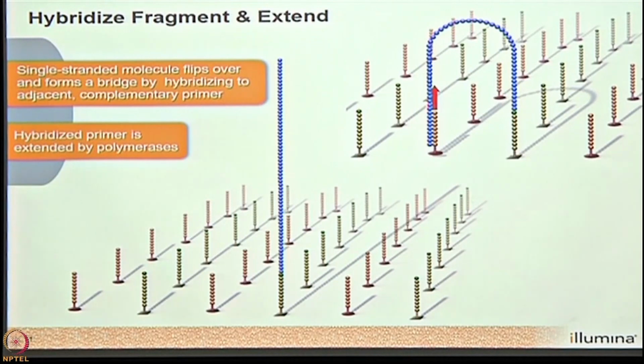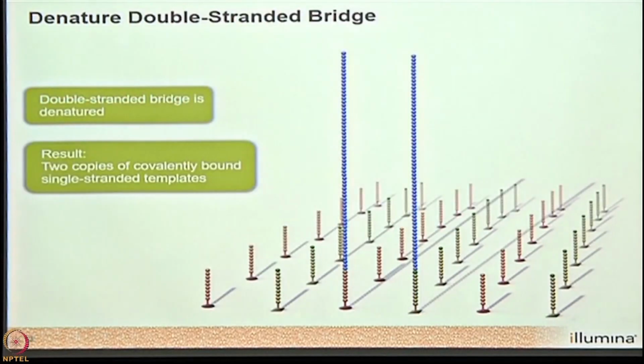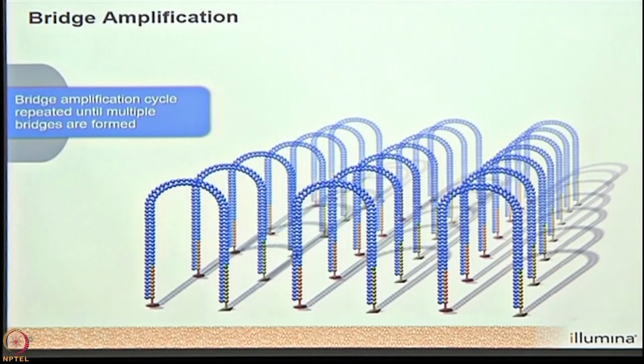Again we add DNA polymerase, and you will see a bridge kind of structure. Then again we denature it, and since both strands are bound to the surface covalently, you will see two strands over here. This process is repeated millions of times, and ultimately you will have millions of fragments on the surface of the flow cell.